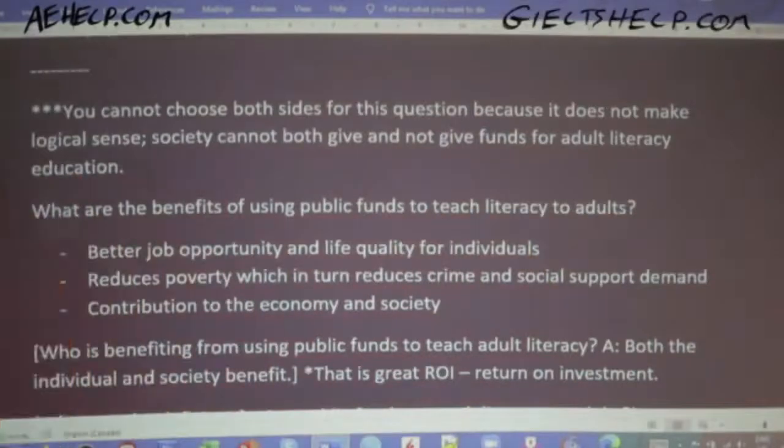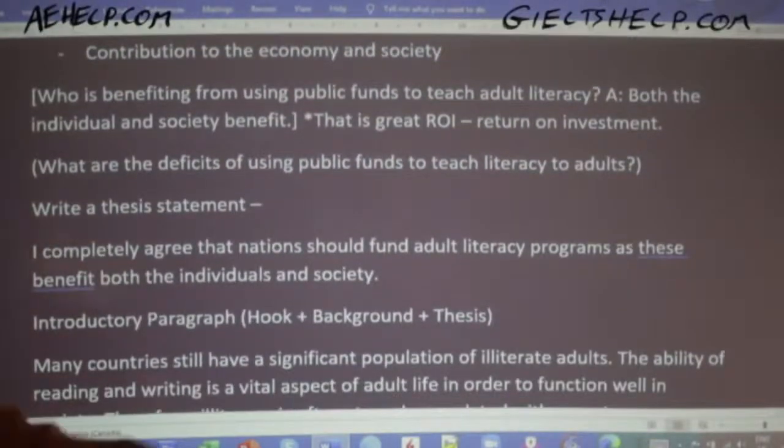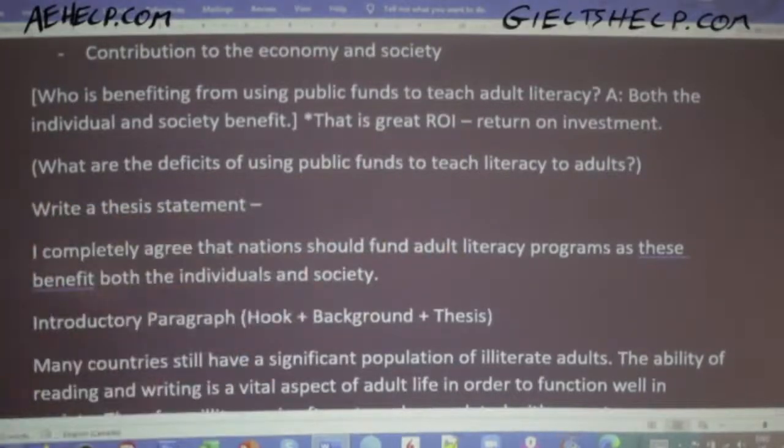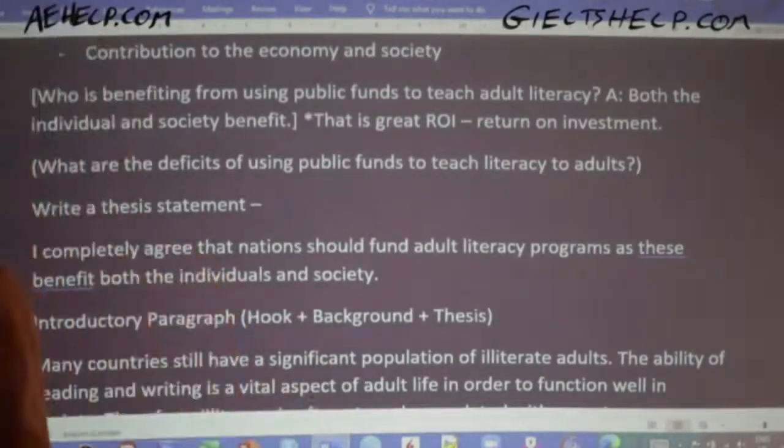And coming from that idea, we agreed that it is a good return on investment, or ROI, to invest into adult literacy because it helps the individuals and it also helps society.